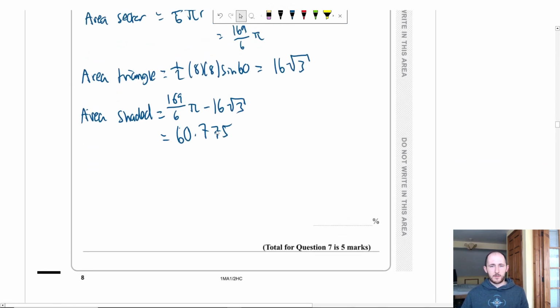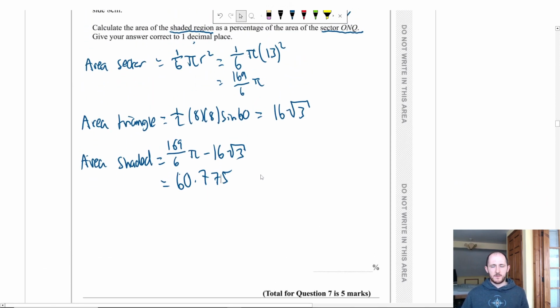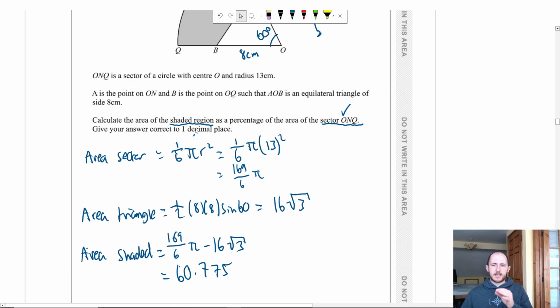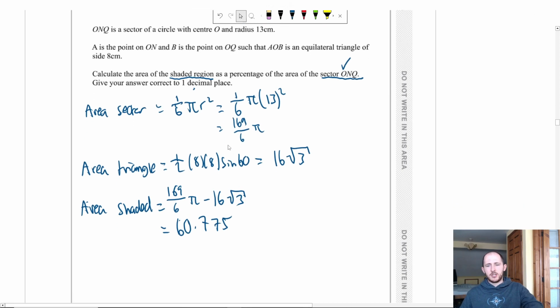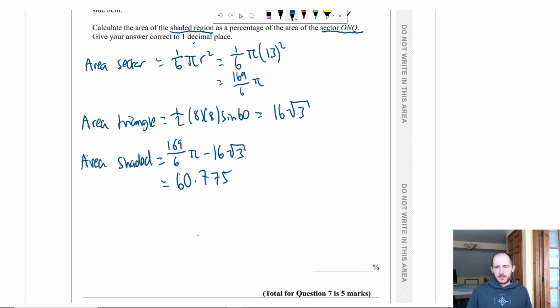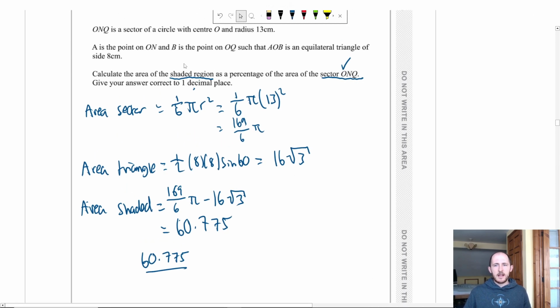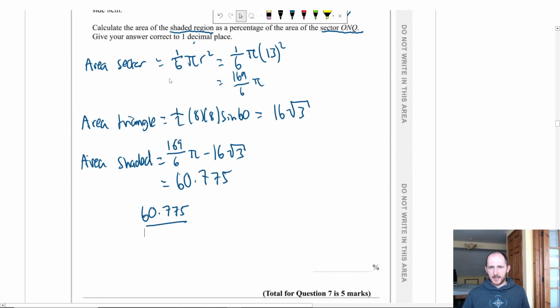We have all of the pieces of the puzzle, right? So we have 4 marks so far. We need the very last bit, which is calculate the area of the shaded region as a percentage of the sector. So the way you make a number a percentage of another number is you take the first number, so the shaded region, which is 60.775, and you divide it by the second number. If they say write number A as a percentage of number B, you do A over B. So in this case, the shaded region over the sector, and the sector was 169 over 6 pi. And then you just times by 100.